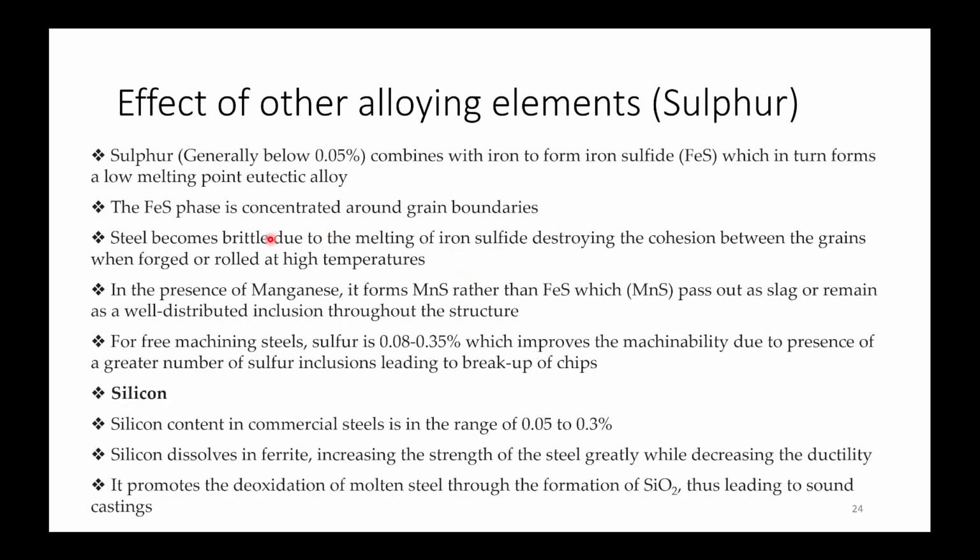No, in the case of rolling at high temperatures, this FeS is formed, then it goes to grain boundaries, right? Then your steel becomes brittle due to melting of iron sulfide. It melts at even lower temperatures, such as around 700.